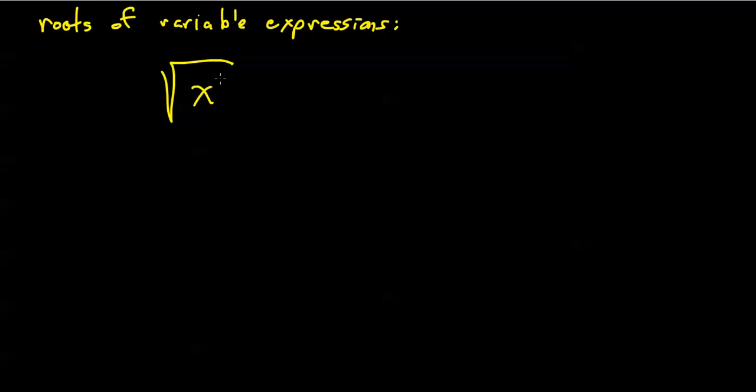Let me ask, what's the square root of x squared? Well, notice, again, when no index is specified, we assume an index of 2. We're looking for the second root of x squared, or the square root of x squared. Most people would answer x, and they'd almost be right. Well, it's x if x is positive.